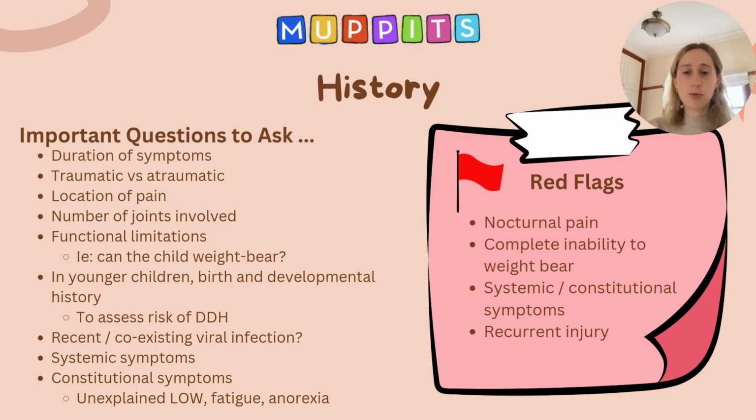How far are they able to walk currently with their pain, if they can wait there? But really important is just differentiating: can this child put any weight on that joint at all? Because if they can, we're a bit more reassured.